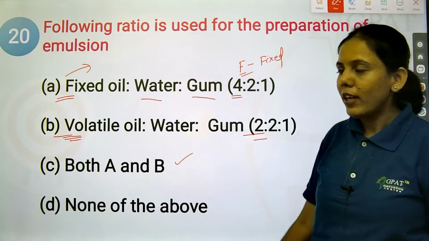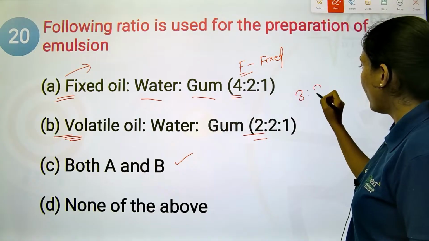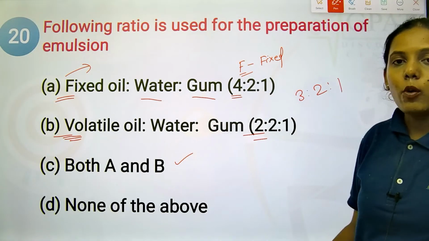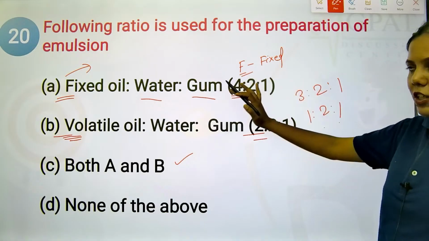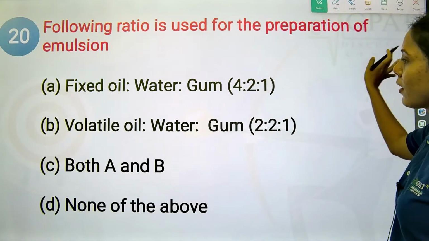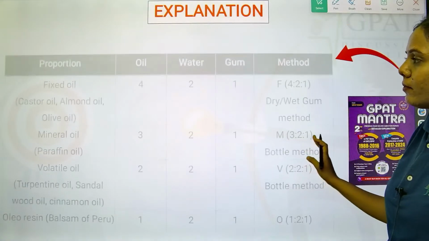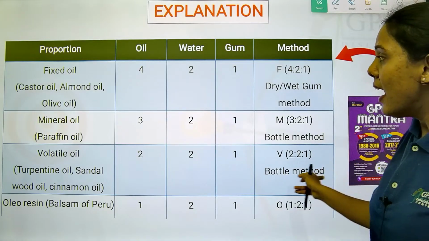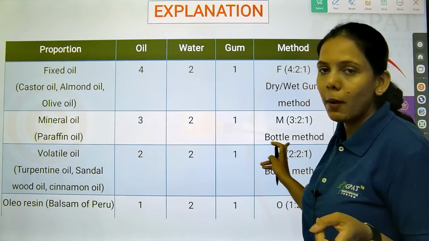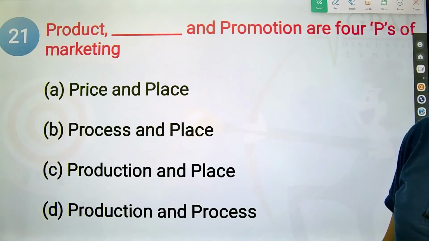And both A and B, so here it is the right answer. If it is mineral, it will be 3 is to 2 is to 1. If it is oleoresin, it will be 1 is to 2 is to 1. So remember this composition, sometimes they will ask. So both A and B is the right answer. For oil, water, gum, remember, water is 2 parts and gum is 1 part only. That is constant. You just have to remember the ratio for the oil.